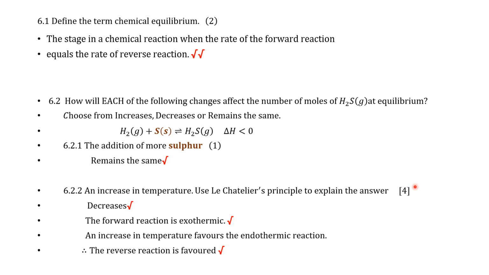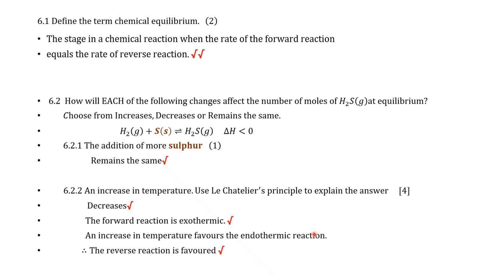According to Le Chatelier, what would happen? Alright, so H2S, we want to know how it would affect the product. The product has to decrease, and that is because my forward reaction is exothermic. According to Le Chatelier, an increase in temperature will always favor the endothermic reaction, meaning the reverse reaction. Remember, if the forward reaction is exothermic, the reverse reaction is endothermic. So the increase in temperature favors the endothermic reaction, the reverse reaction, then H2S will get less, and H2 we should get more.